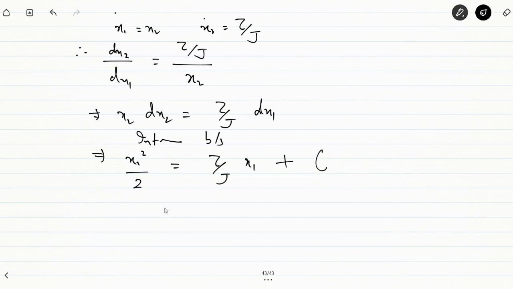Or in other words, we can also say x1 is equal to j times x2 square divided by 2 tau, plus minus, it is the same thing, plus. Say for example this is c1, this becomes c on this side, which is positive. So therefore x1 is equal to j divided by 2 tau times x2 square.